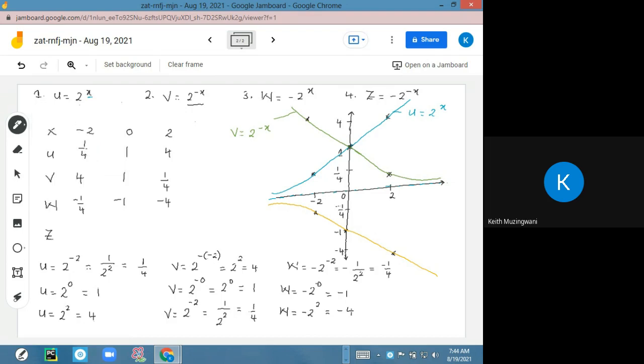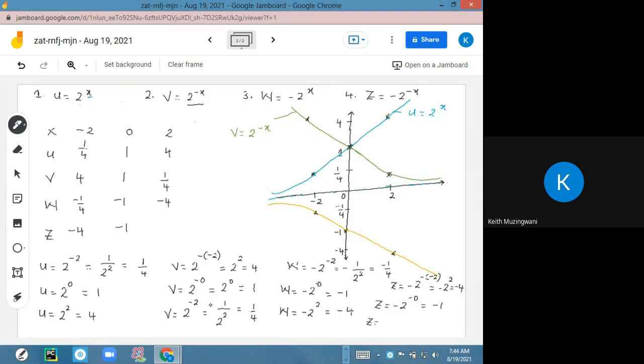What about z? So we'll have z is equal to negative 2 to the power x. When x is negative 2, we'll have negative 2 to the power 2, giving us negative 4. So we get negative 4 there. And z when x is 0 is negative 2 to the power 0, which is negative 1. So we have negative 1.